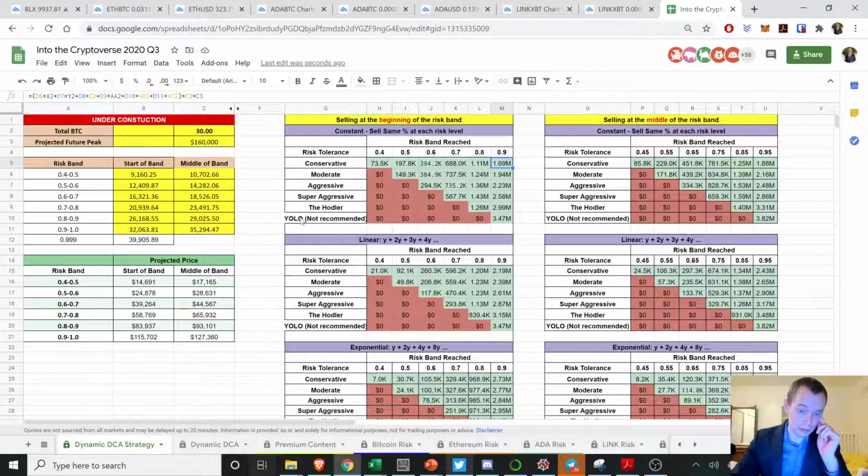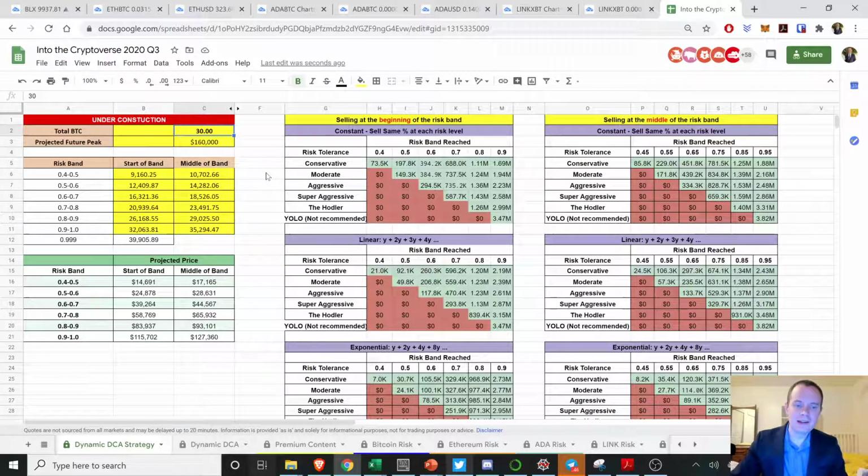And if you take the YOLO approach, which I don't recommend, which means you just wait and sell everything at the 0.9 level, you're obviously getting the most bang for your buck because you're selling at the high risk level. This one shows if you base it on different strategies. This one's linear, so it's selling the same percentage at each level. This one's a linear scale. This is what I do: y plus 2, y plus 3, y. This one's exponential. And then this one's the same thing, but selling at the middle of the band.